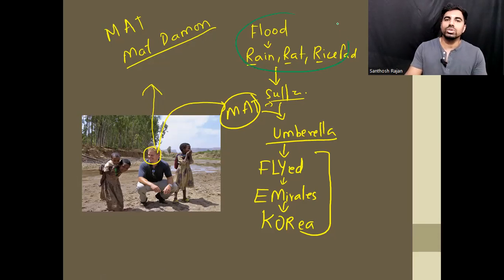This is the causative agent. Leptospira means three R's: rat, rain, rice field. Rat, rain, rice field, that's a question. Rat or rodent, they're the same. Who was suffering? I told you people were suffering. Lepto means small people, small suffering people. Leptospira. So the lepto people were suffering.